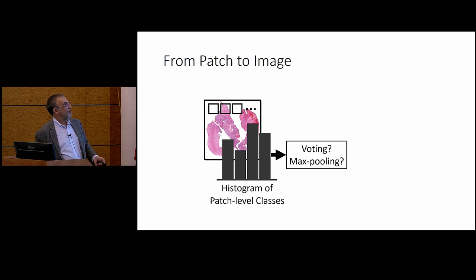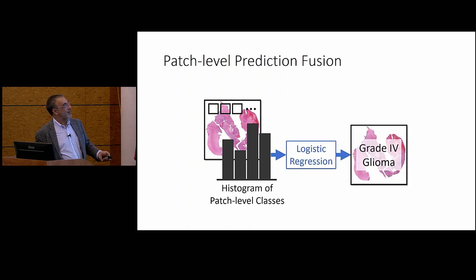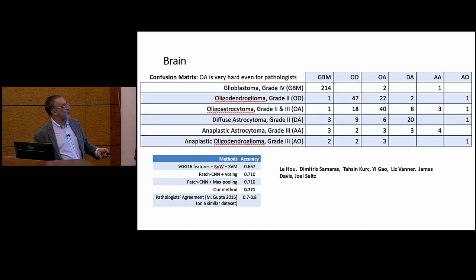So, histogram of patch classes, and then we tried a bunch of things like pooling and logistic regression. Ultimately we ended up with a two-stage process that did use logistic regression. What we ended up with was a pathology classification that was not in perfect agreement with what we trained. We had a separate holdout set, but the F1 and accuracy were pretty good.